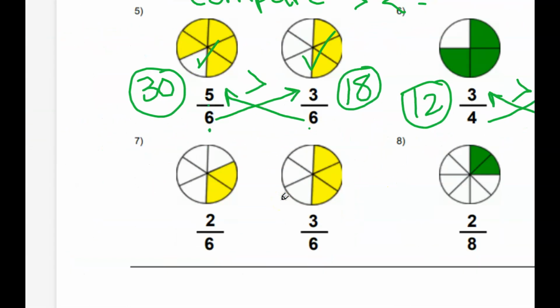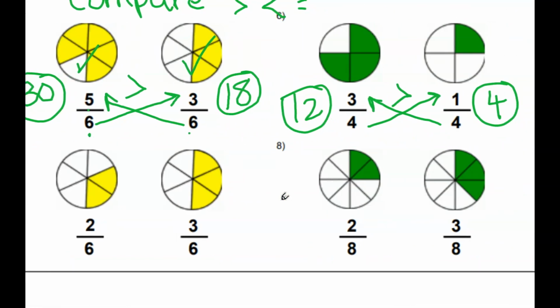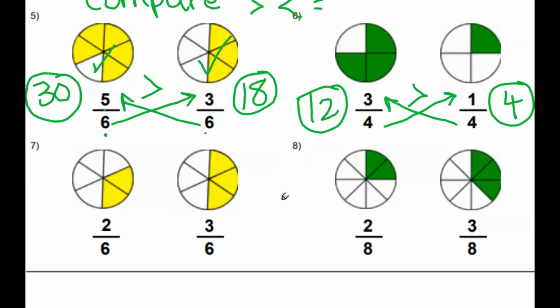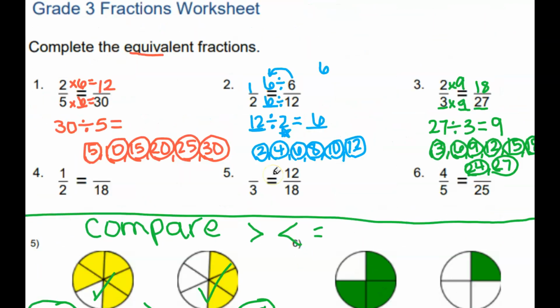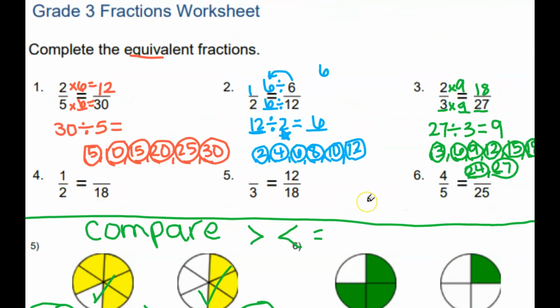For number 7 and number 8, I want you to use cross multiplication to decide which one is larger, and then add your comparing symbol, greater than, less than, or equal to. Remember, the mouth always opens towards the larger number. Once you are finished with these and you have written out along with me and finished 4, 5, and 6 above, then you can move on to the next activity for today.